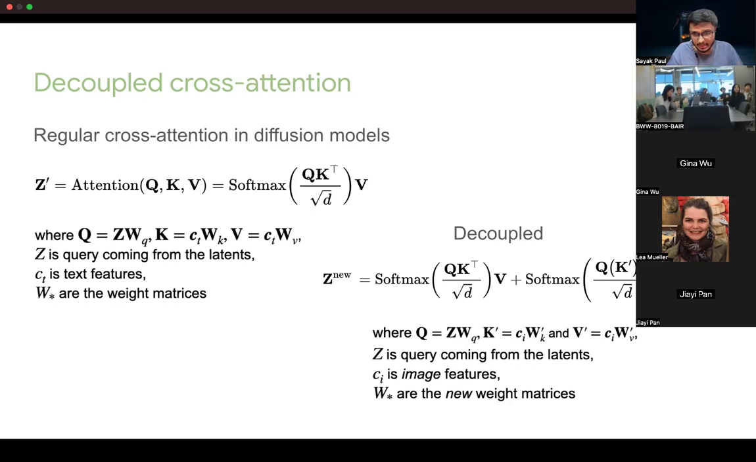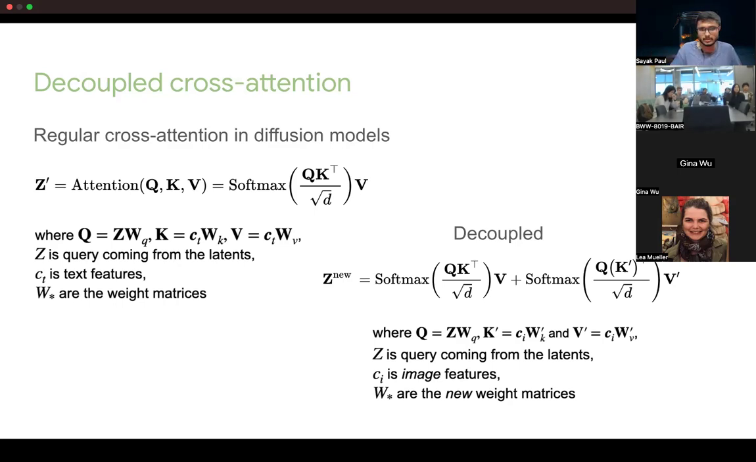So our queries are now the latents computed from the image prompts, image level prompts, and the rest of the process still remains the same. And only the weights belonging to the query are the newly added weight matrices, and the rest of them are basically the same. So yeah.